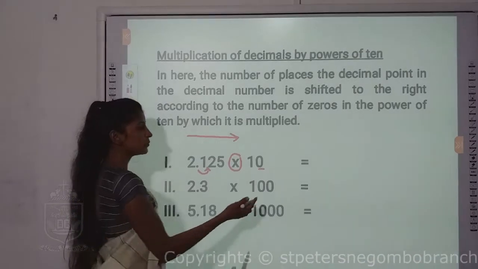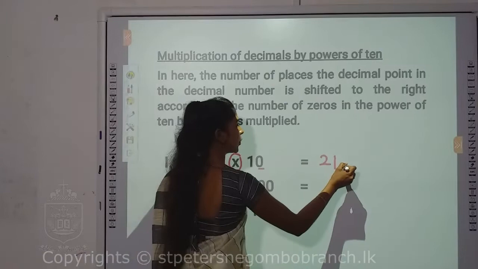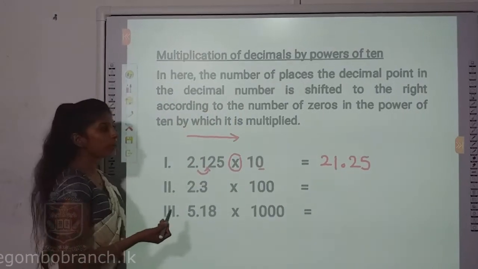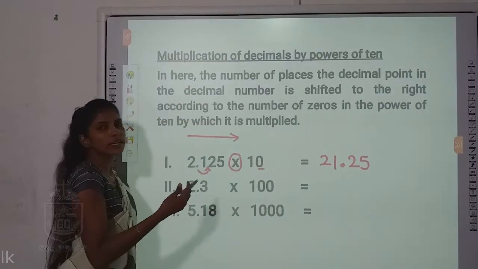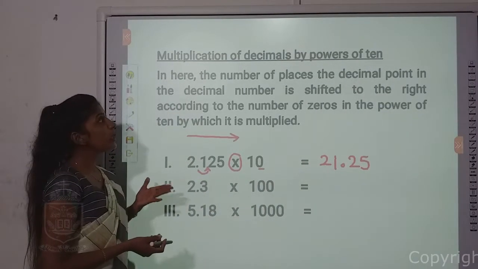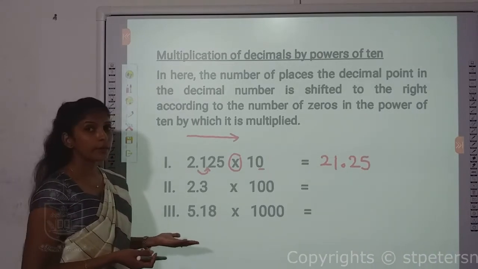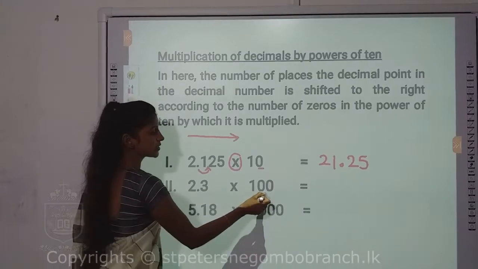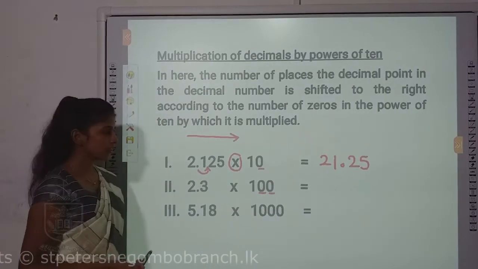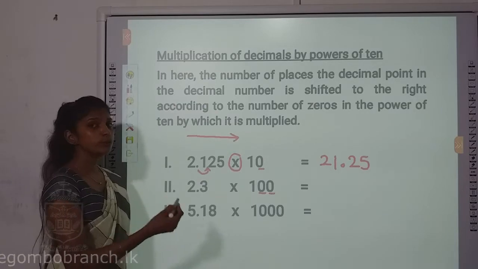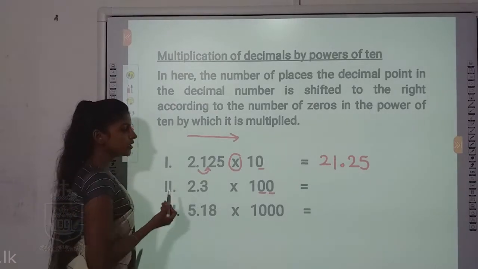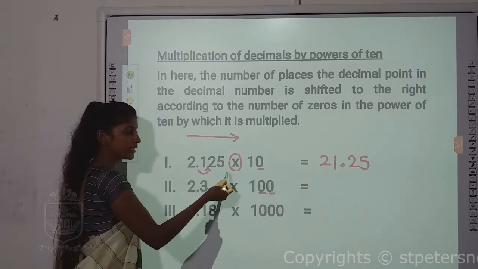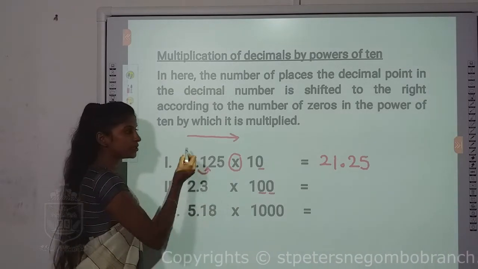So our final answer will be 21.25. Okay, 1 place moved and the rest of the values should be written right after the decimal. So this is the way of multiplying a decimal by a power of 10. That is a very easy way of remembering this. Now here, look at this. 2 zeros there. That means 2 moves should be taken from the initial point to the right side. Always look at the symbol, that is multiplication here. Since it is multiplication, move to the right.